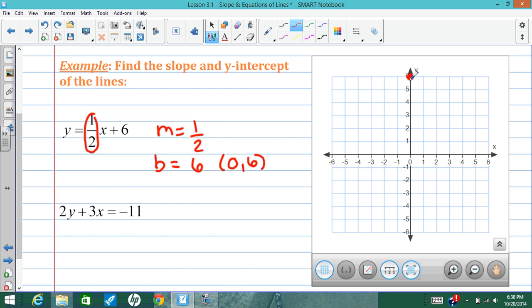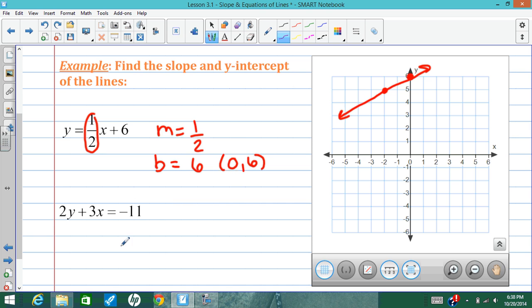Y-intercept at 6. So the line crosses the y-axis at 6. And it has a slope of up 1 over 2. So 1 up, 2 to the right, which is actually the same as down 1, 2 to the left. So I can draw my line like that. And again, this should be reviewed.